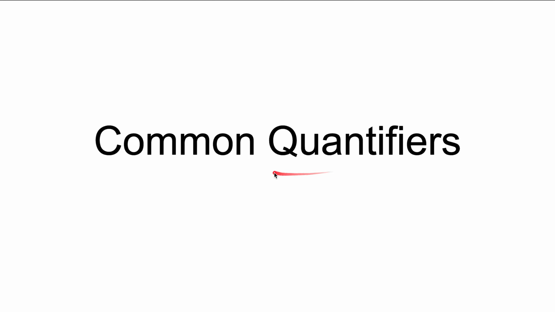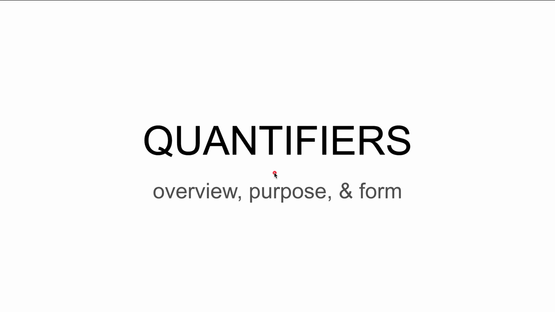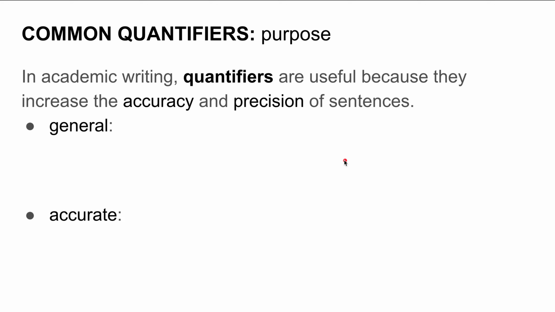Today we're going to look at common quantifiers. Before we start, let's discuss a quick overview, and the purpose and form of the quantifiers. So, the purpose. In academic writing, quantifiers are useful because they increase the accuracy and precision of sentences. Generally in academic writing, you want to be accurate and precise in your sentences.